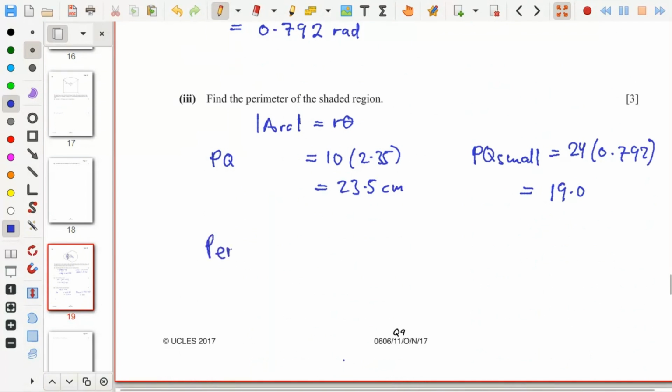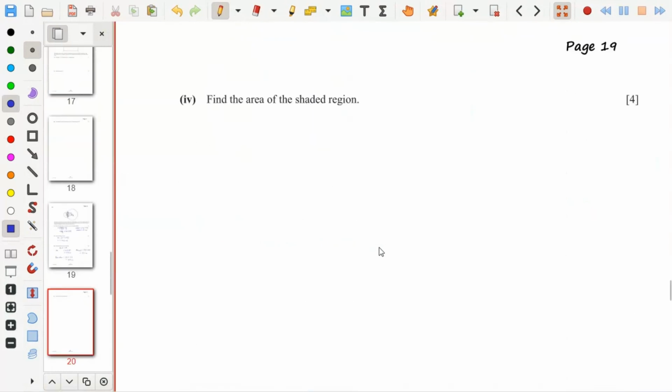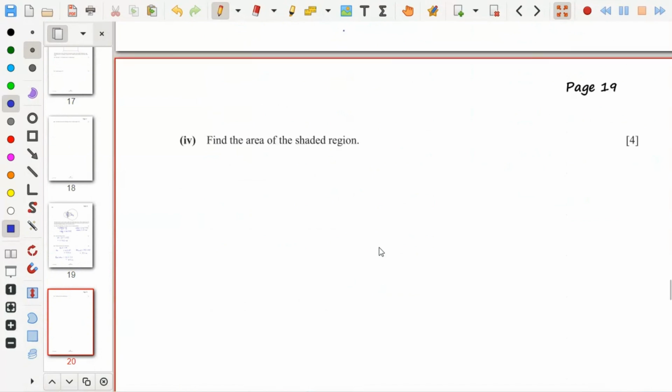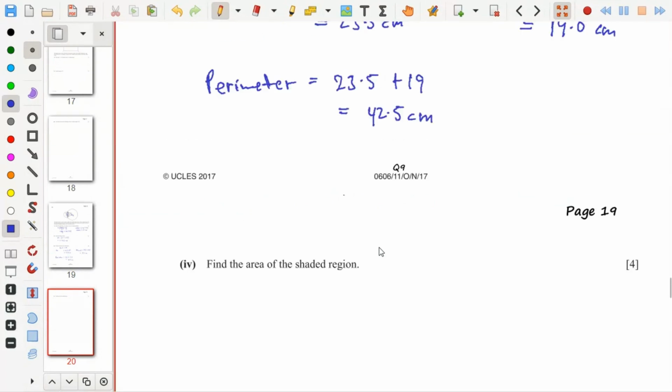So now the perimeter. The perimeter is going to be 23.5 plus 19. Okay, so I'm getting 42.5 centimeters. Now let's see. Okay, there's another one, I guess the last one. Okay, the last one. Area of the shaded region.